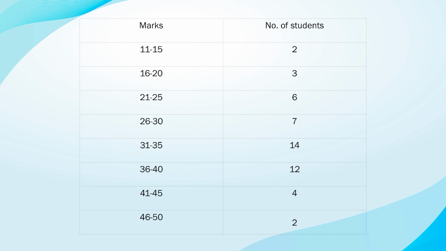So now it becomes easier for us to see the similarities and the differences. We can compare, for example, the tapering: 11 to 15, only 2 students, and 46 to 50, 2 students. So many comparisons, similarities and differences can be worked out on the basis of classification.